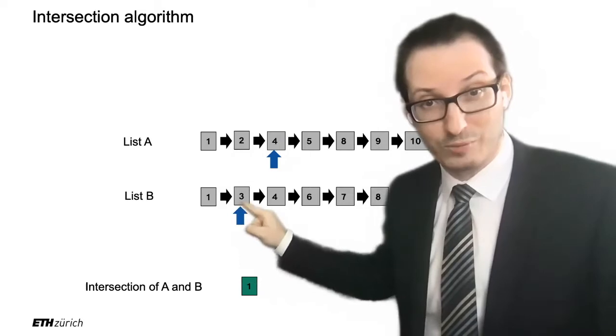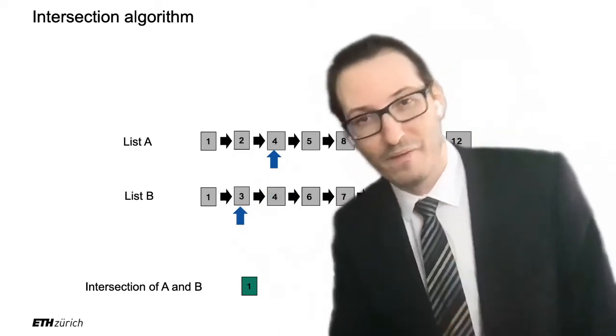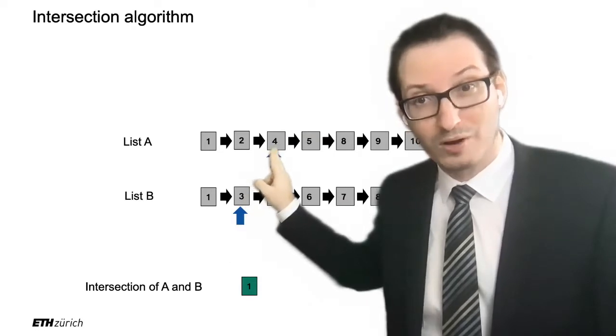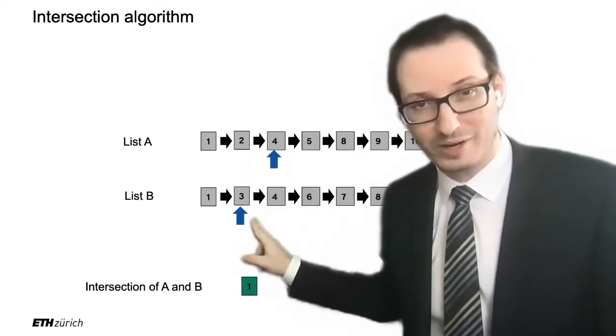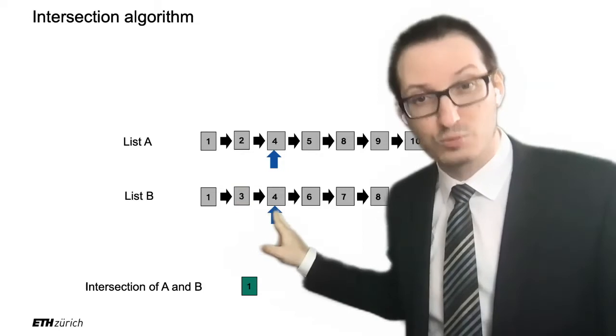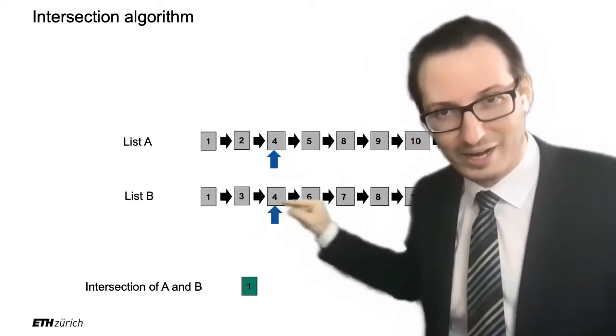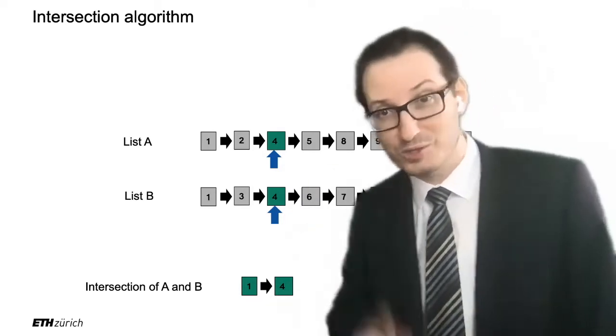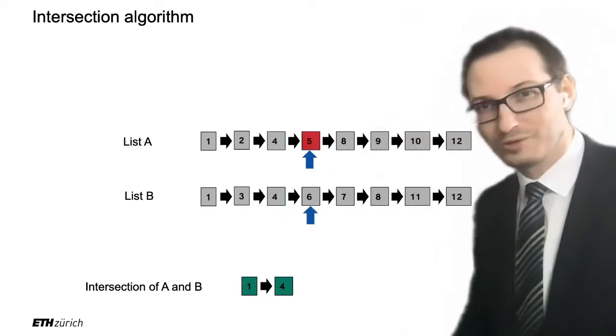Now we do it again. Okay, we have three and four. It's not the same thing. So we increase the lower one. So this is the three that we increase, right? Because four, we could still have a four below, right? So we increase and, oh yes, we do have a four. Now we have a four and a four. So this is green and I copy it over. So you see how that works? And then we just iterate all the steps, right? We already saw all the cases.